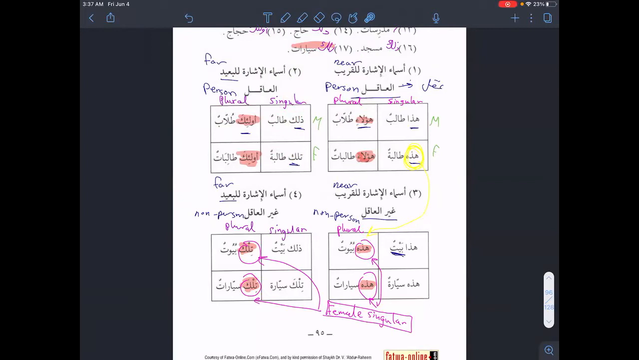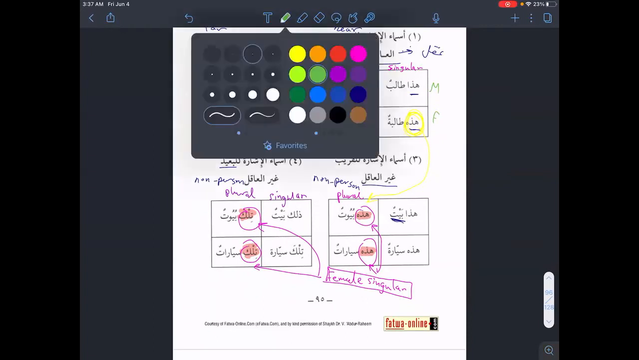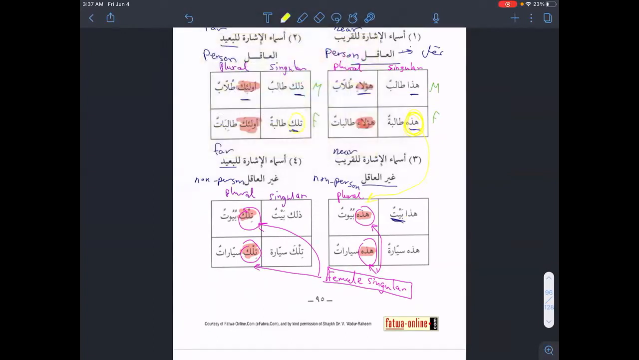So what is the plural form of ذلك and تلك? It is أولئك. أولئك would be the same for female and male, okay? So we use أولئك for the far person. But if the far thing was non-person, we cannot use أولئك anymore. We have to use, again, the female singular. What is the female singular for the far stuff? It will be تلك. So we use تلك for the plural form.